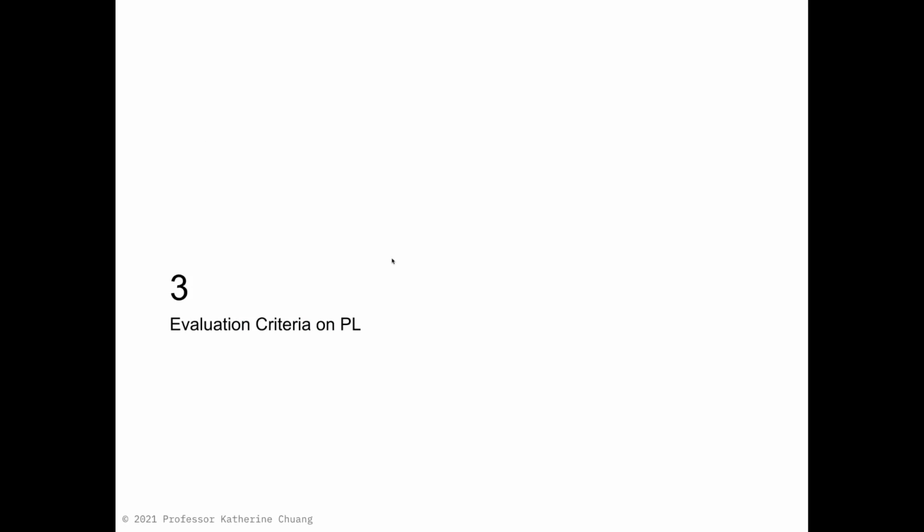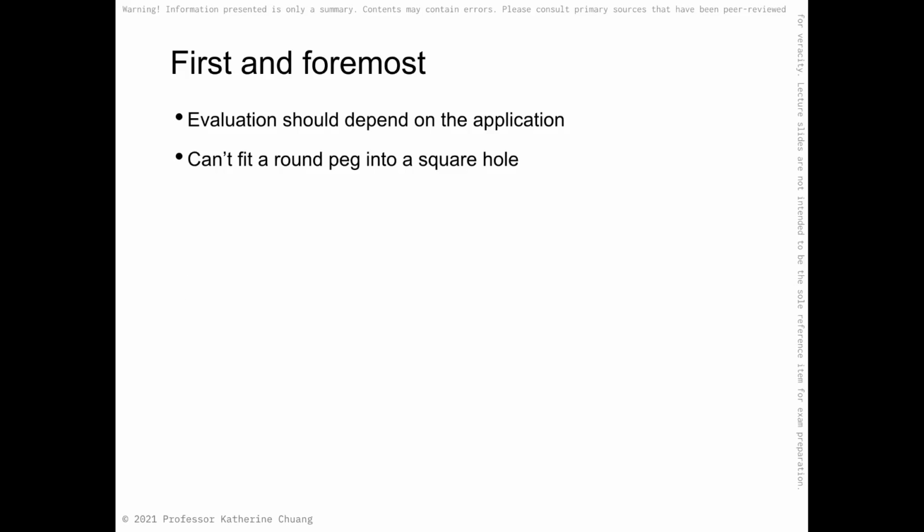Next section is on the evaluation criteria. So you might be wondering, so what are the questions that I should ask? What are the checklist items I should be looking for? So the evaluation of a programming language should depend on the application, what is that language used for? So you can't fit a round peg into a square hole.